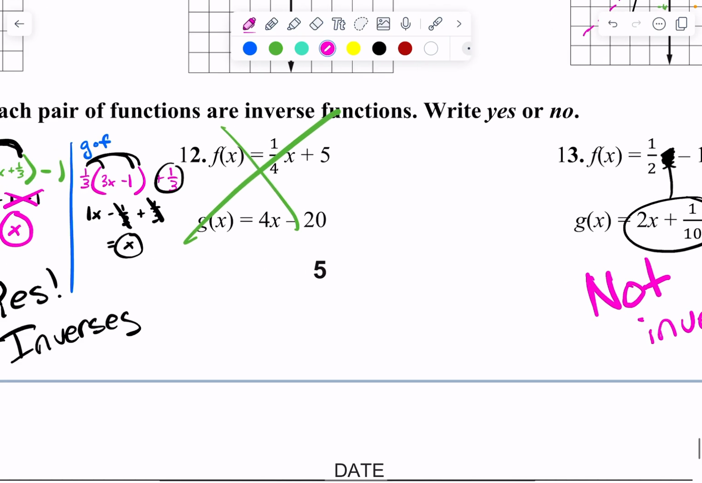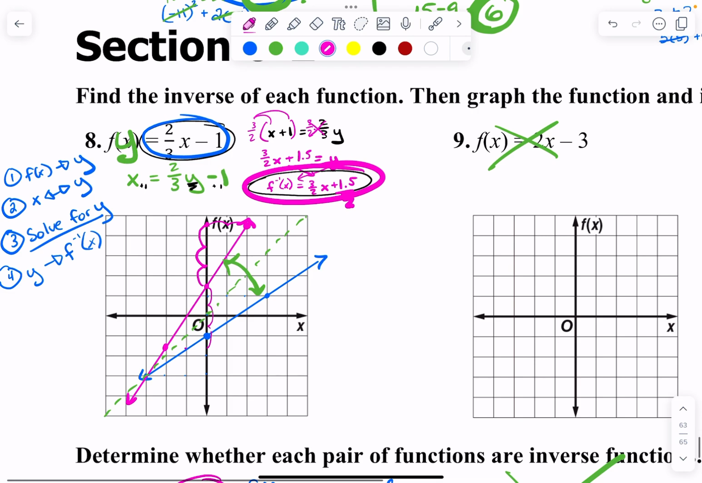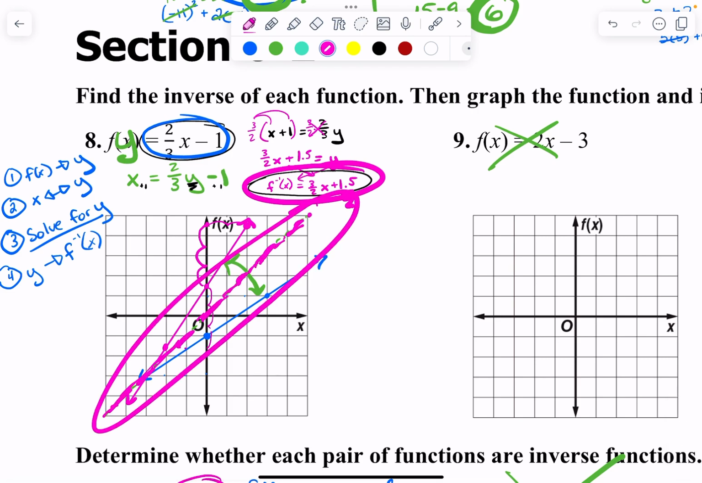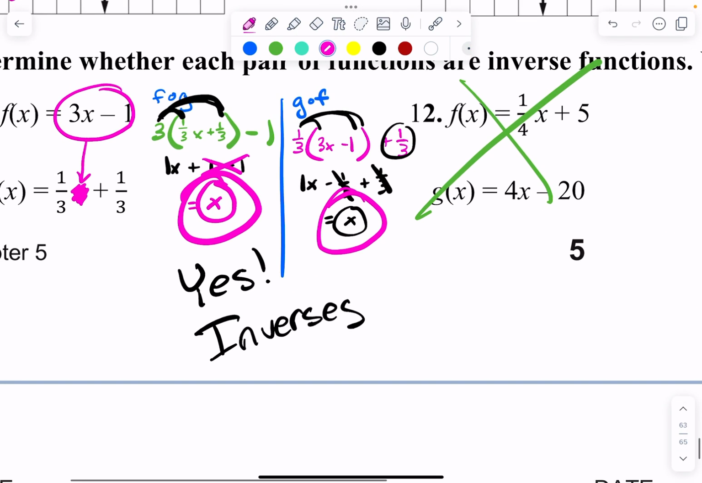Now, why does it reduce to be x? Like, why does it become x over here and x over here? It's because each graph of inverses is reflected across this dotted line, y equals x. Okay, so that's kind of why, coincidentally, it reduces to be x.